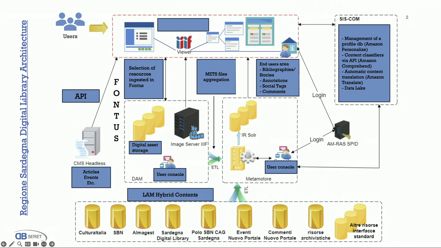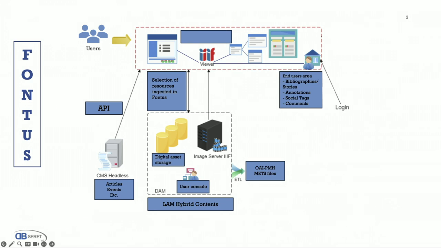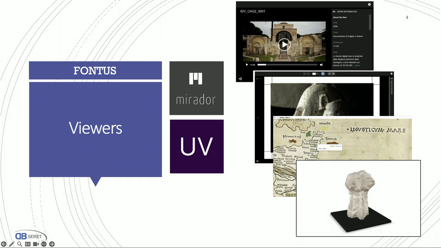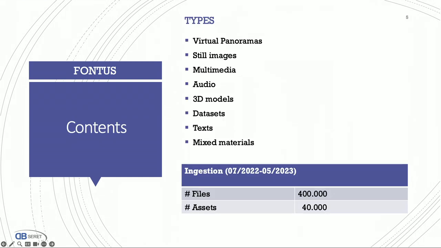The digital and data ecosystem of Sardinia region is structured in three macro components: Fontus, our digital asset management, which is able to interact with the meta engine and with the Sardinia cultural portal. Fontus consists of a web application and a pipeline jointly allowing users to manage the different stages from ingestion to disseminating the digital assets. At the same time, Fontus provides the portal with Mirador and Universal Viewer for digital resources via IIIF. The request was for the DAM itself, as well as the ingestion service for the existing digital assets with the related metadata. Here you have different types of contents and the number of files and assets that we ingested.